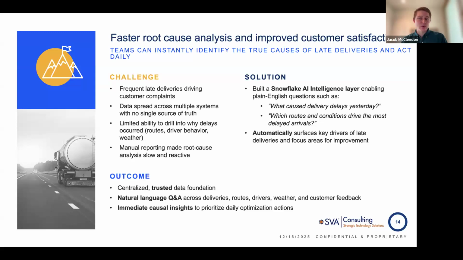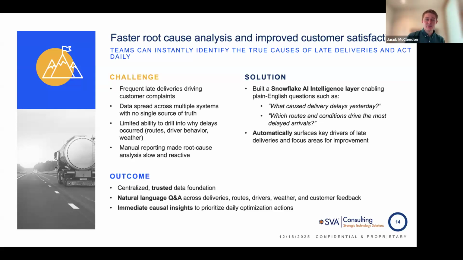From a solution perspective, we helped them build out a Snowflake AI intelligence layer. So we centralized their data inside a Snowflake database and put a data model in place that then could be queried. And Snowflake's AI intelligence product essentially lets you ask plain English questions like, what caused delivery delays yesterday? The AI solution there can go work through all of the data that's available to it and automatically surface key drivers of late deliveries and focus areas for improvement as well.